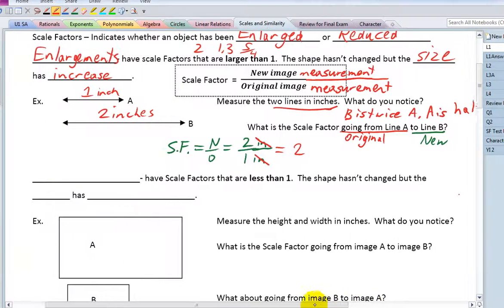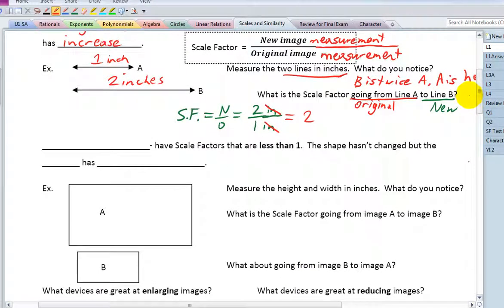Reading will be half the issue here, this unit. Now scale factors that are less than 1, those will be reductions. Okay. Numbers that are less than 1 would be 0.8, 2/3, 5 over 7. Any kind of proper fraction or decimal that is less than 1. Okay. Again, the shape hasn't changed, but the size has reduced.